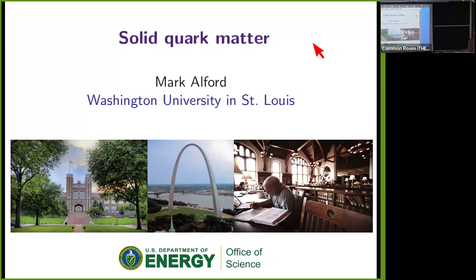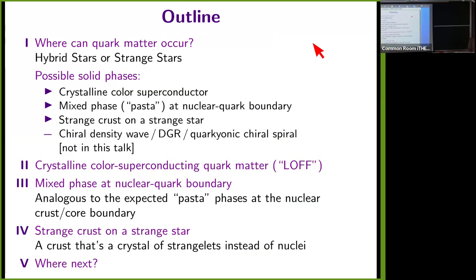This time I'm going to talk about solid forms of quark matter. So let's get started. The outline of the talk: firstly, I'm going to give the broader context of where you find quark matter, and that's hybrid stars or strange stars. So I'll review that physics. And then I'll talk about the possible phases of quark matter that might be described as solid.